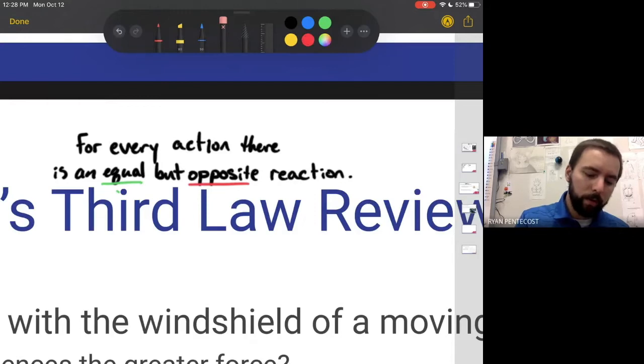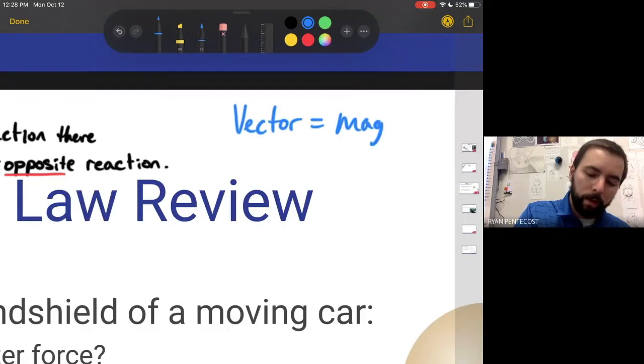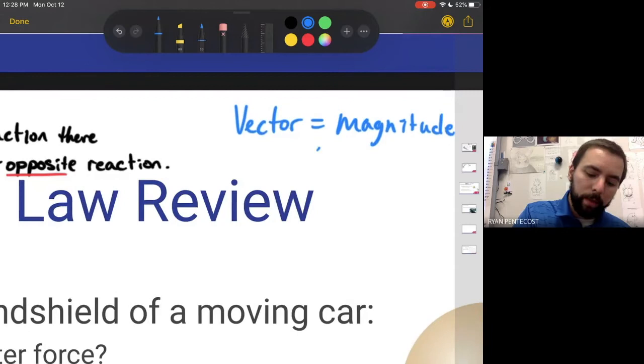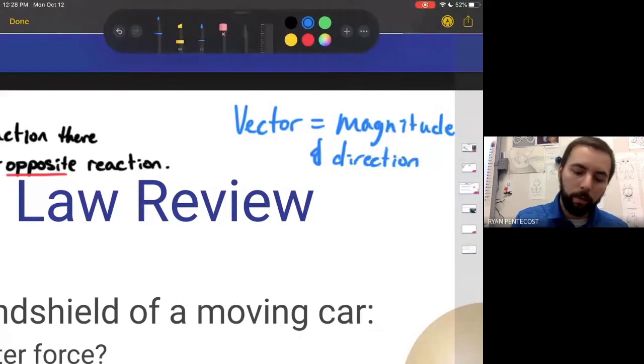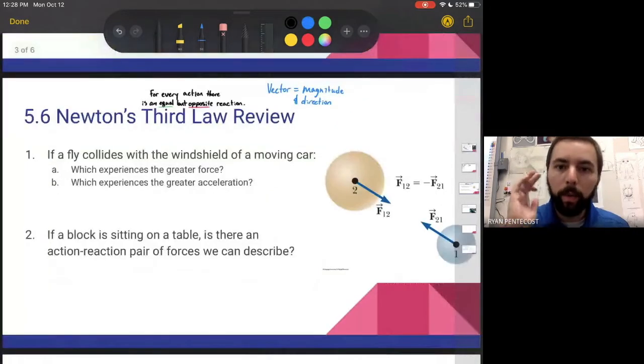Well, we have to look at this in a vector format, right? So a vector has magnitude, right? So something could be equal in magnitude but opposite in direction. Or something could be equal in direction but opposite in magnitude, which is not the case for this law. But vectors are equal in magnitude but opposite in direction when we look at Newton's third law.